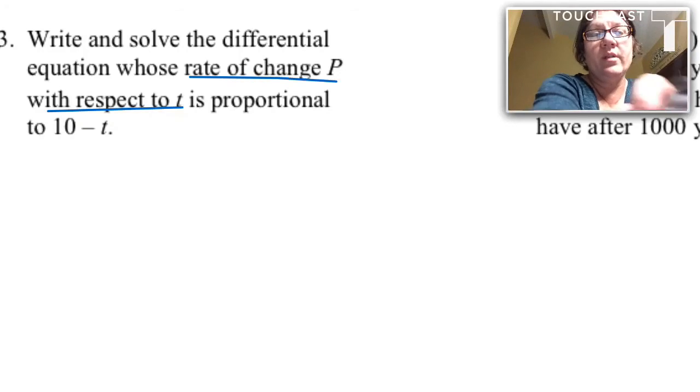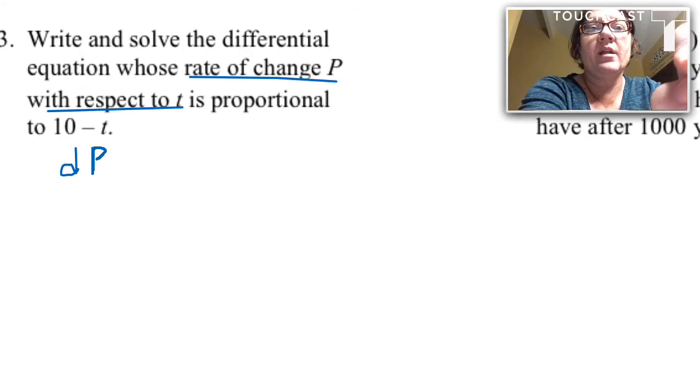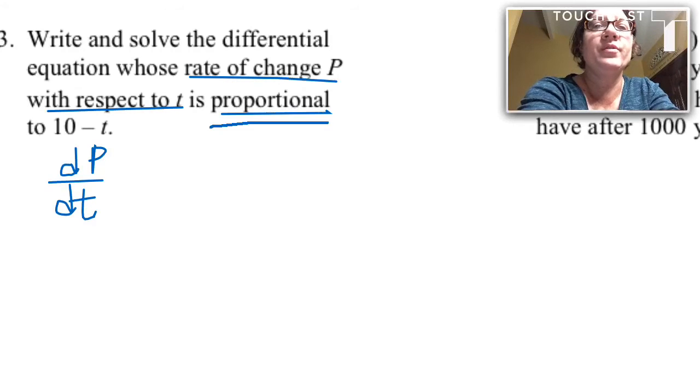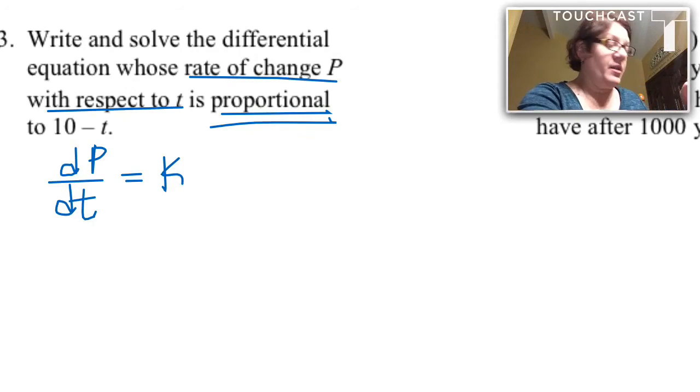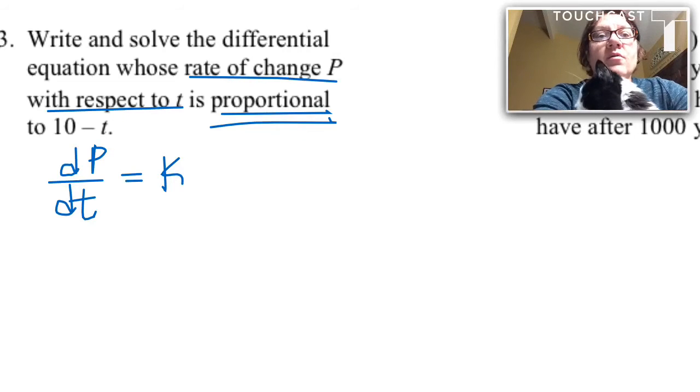So here's a new twist on this one. So I have my rate of change for p with respect to t. That was kind of nice that they told me it was with respect to t. Is proportional to, so that means being multiplied by some constant k, to 10 minus t.